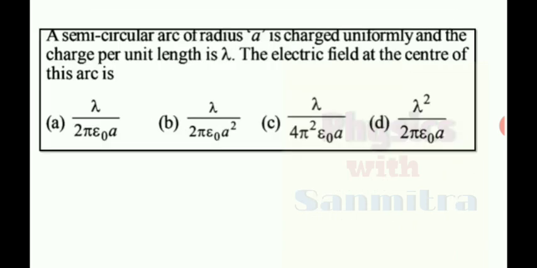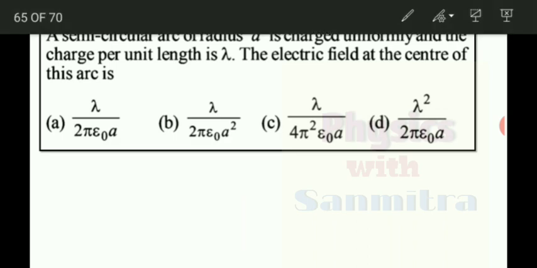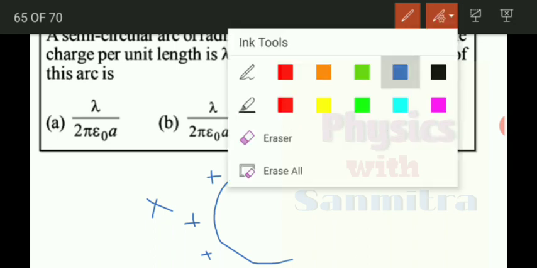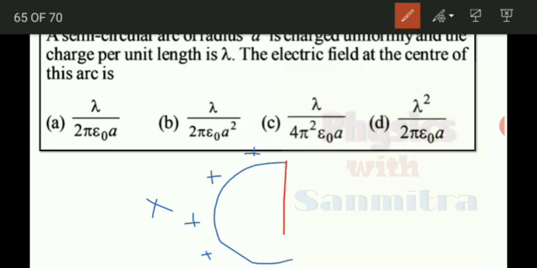A semicircular arc of radius A is charged uniformly and the charge per unit length is lambda. The electric field at the center of the arc is, it is said semicircular. Now it is charged, uniform charge density is lambda per unit length. Now let's say at the center, what is the electric field at this arc? Okay, I will do it by integration here.